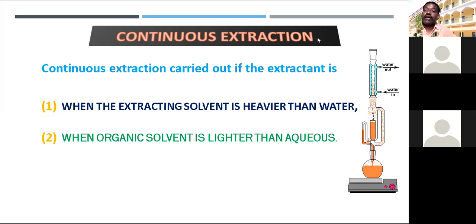Here is shown the type of instrument used for the continuous extraction method. This is the heating metal. The solvent is evaporated, and this is the condenser. The water flow cools the evaporated solvent. The solvent in this condenser is separated into different layers. Different solvents are extracted using this.